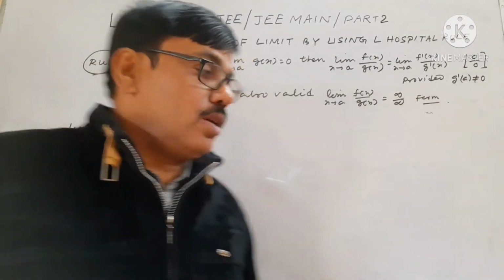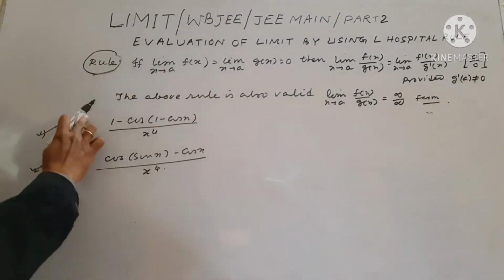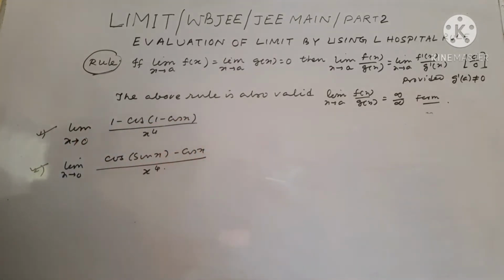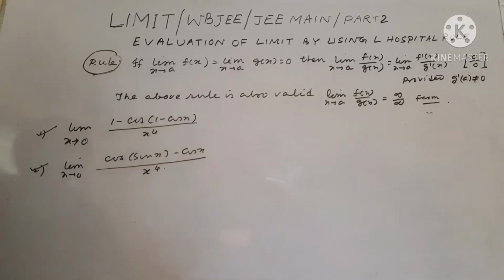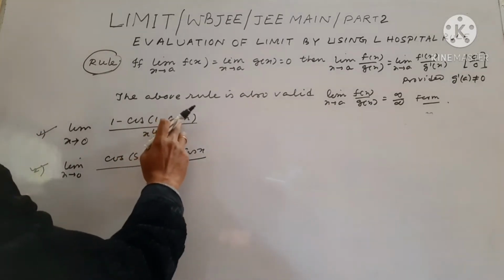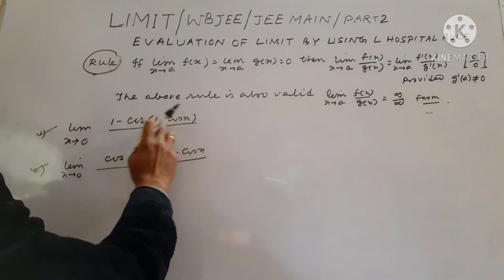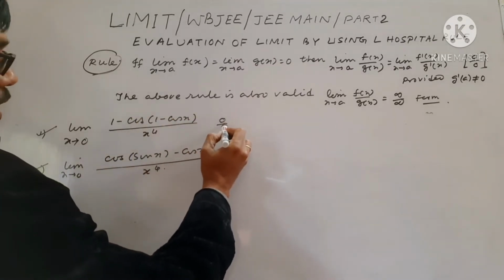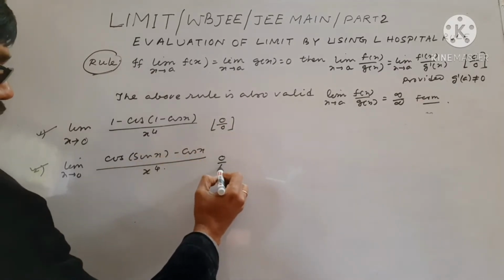Now we consider these two problems. Limit x tends to 0 of (1 minus cos x) by x to the power 4, and cos of sin x minus cos x by x to the power 4. Now if we put x equals 0, cos 0 is 1, so this is 1 minus 1, 0. So this is 0 by 0 form, and the second one is also of the form 0 by 0.